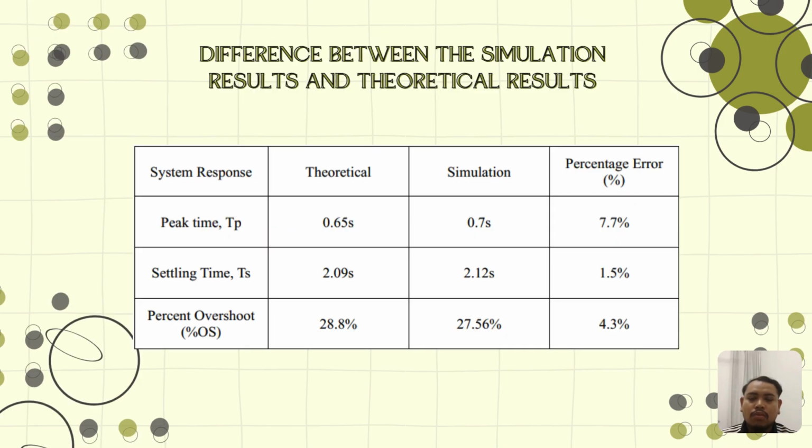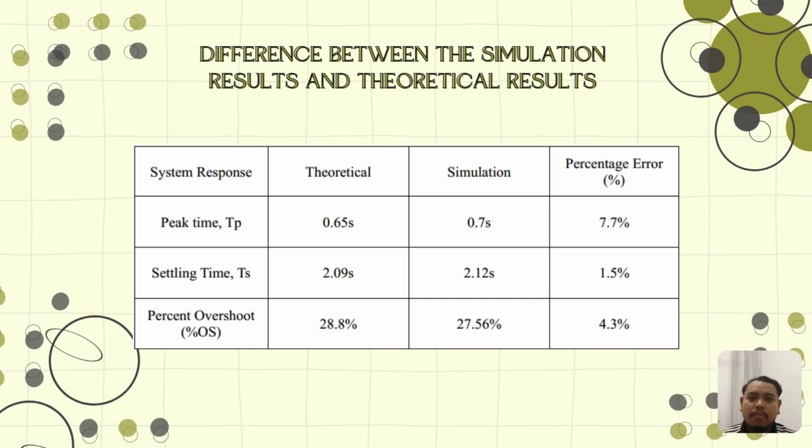Now we go to the comparison between calculation and simulation. Starting with peak time, the simulation is 0.7 second, while the calculated peak time is 0.65 second, and the percentage error of peak time is 7.7%. Next, the simulation settling time value is 2.12 second, and the calculated settling time is 2.09 second, and the percentage error is 1.5%.